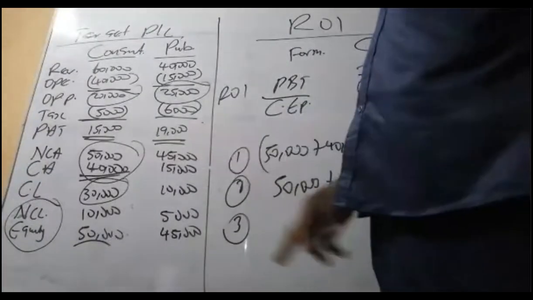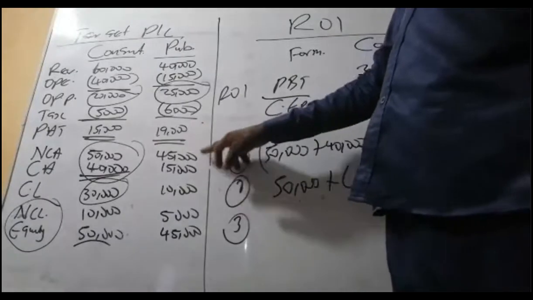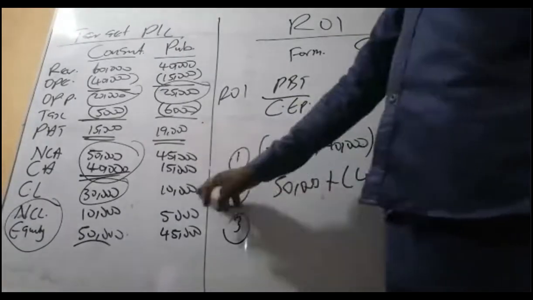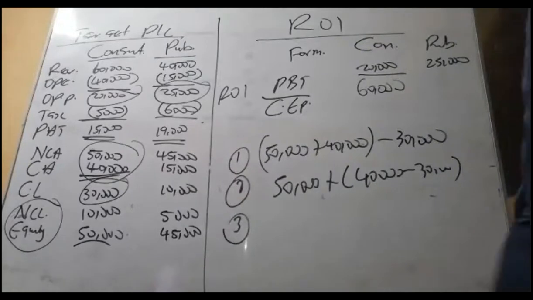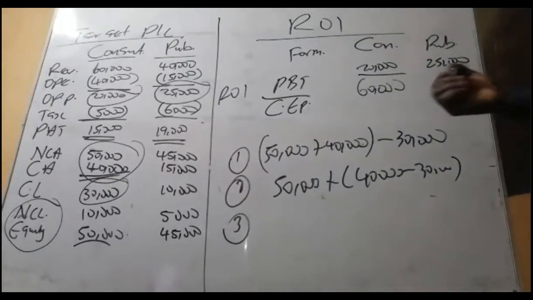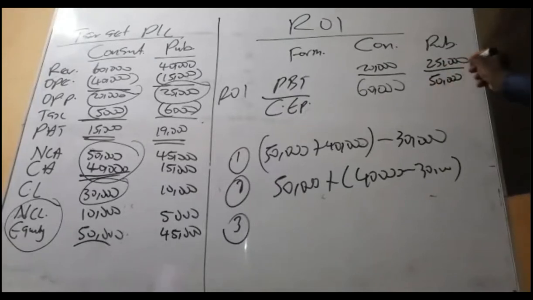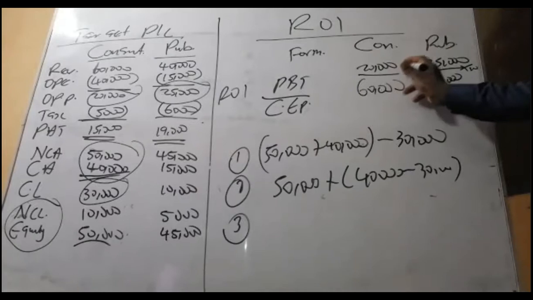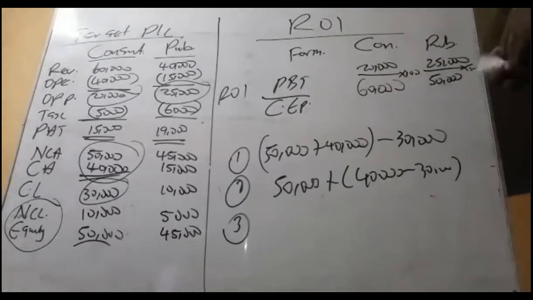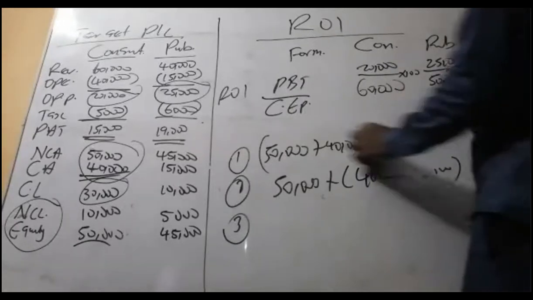What about here too? Total assets are 60 less the current liability, which is 10. So 60 minus 10 gives us 50,000. And this is all times 100. This one is 20 over 60 times 100. Perfect. So now what is the return on investment?